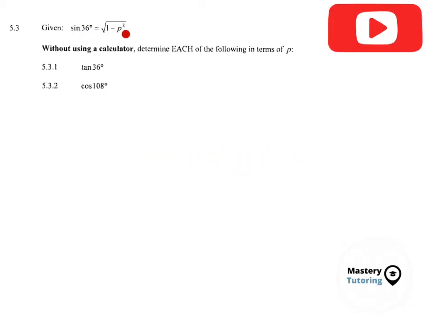It says we are given this, and then we need to solve all those questions. Without using a calculator, determine each of the following in terms of p. So it must be in terms of p. The first thing that you do in this case is work out your diagram. You need to draw a right angle triangle. Allow me to draw one here. Okay, there's my right angle triangle.